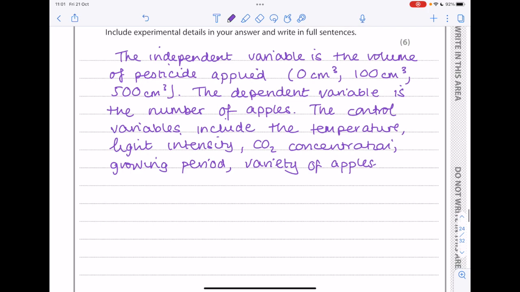And then to get your final marks, you need to state a time period. So carry out for 6 months. Pick something sensible, repeat, and calculate an average. And by doing this, you'll make sure you get those 6 marks every time.